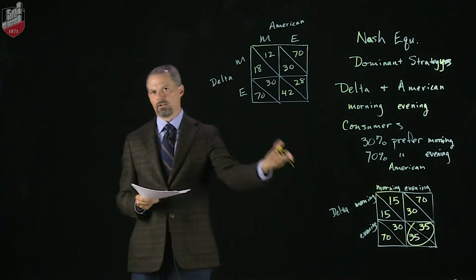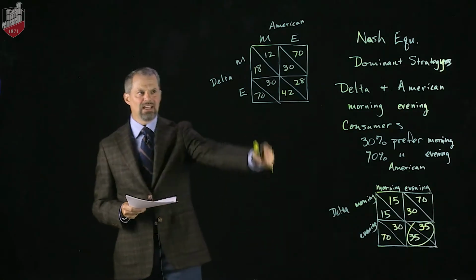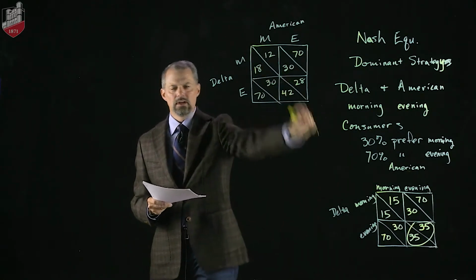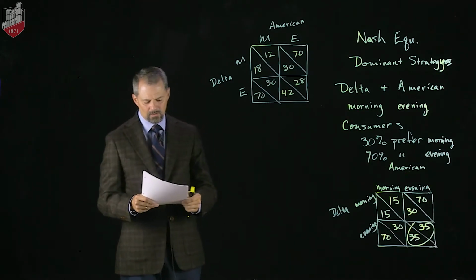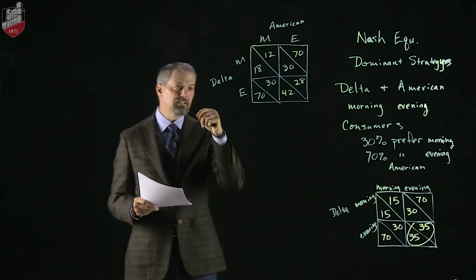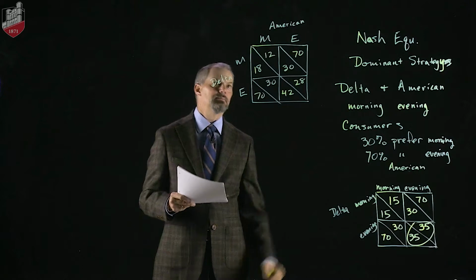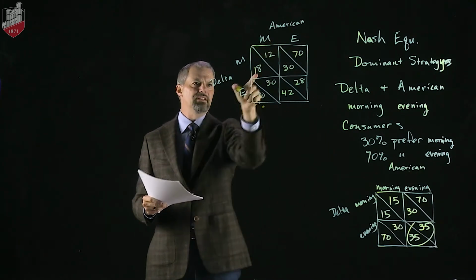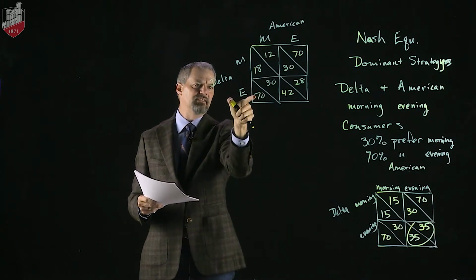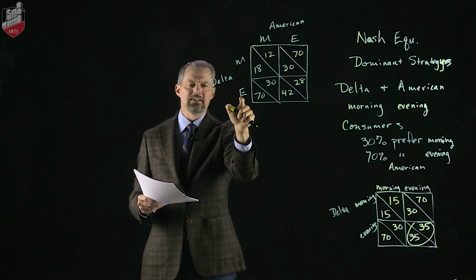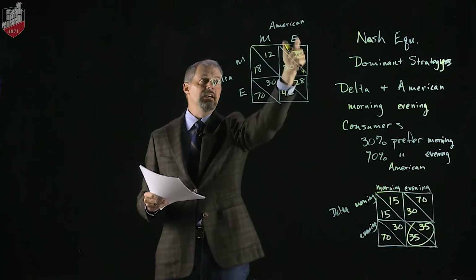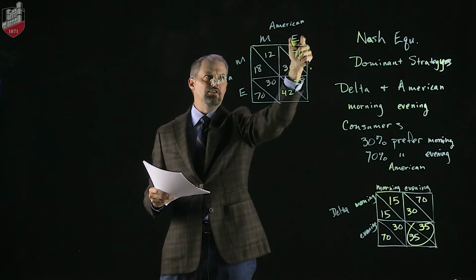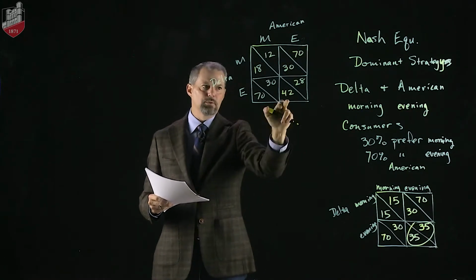So it's a similar set of payoffs, but our main diagonal elements are going to be different. Now we can see that Delta still has a dominant strategy, right? If American chooses morning, then Delta's either going to get 18 or 17. It would rather leave in the evening and get 70. If American chooses to leave in the evening, Delta would rather leave in the evening.